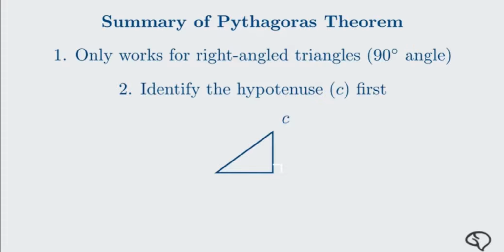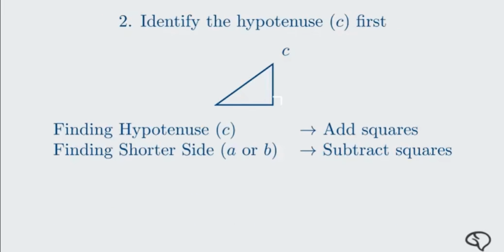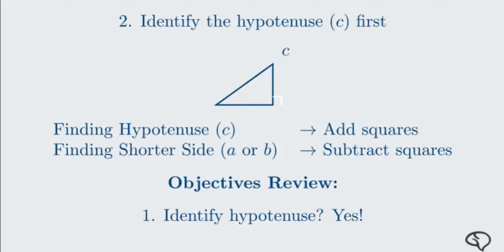Our calculation strategy depends on what we are looking for. If you are finding the hypotenuse, you add the squared values of the two shorter sides. If you are finding a missing shorter side, you subtract the square of the known side from the square of the hypotenuse. Now you have the tools to solve for any side of a right-angled triangle. Great job following along with these examples.